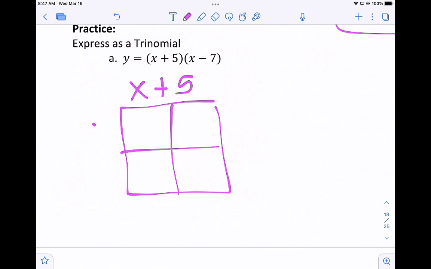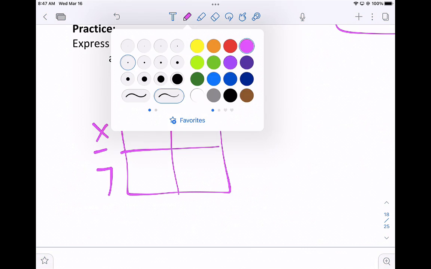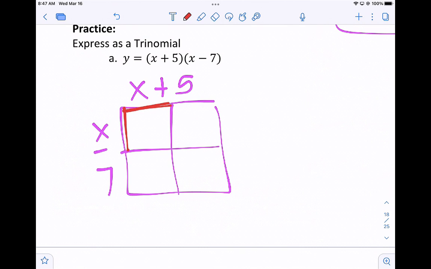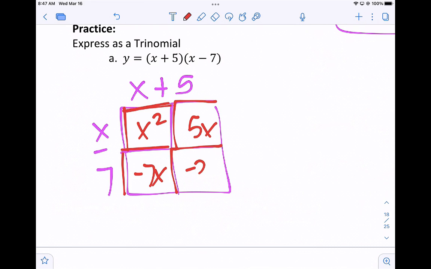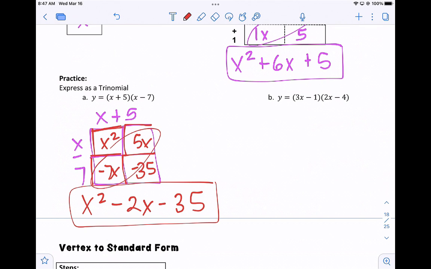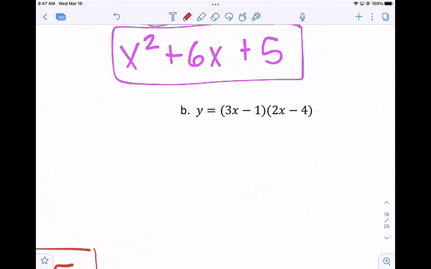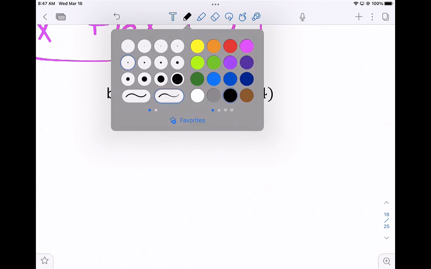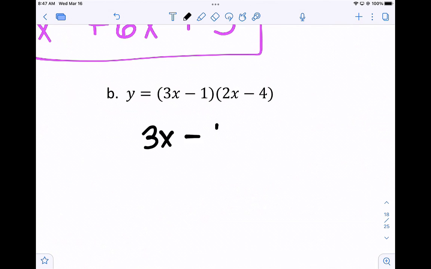x plus 5, x minus 7, and then multiplying each part. x times x is x squared, 5 times x is 5x, x times negative 7 is negative 7x, and 5 times negative 7 is negative 35. Combine like terms, we get x squared minus 2x minus 35. You can do it when there's coefficients or numbers in front of the x's. So for this one right here, we have 3x minus 1, 2x minus 4.